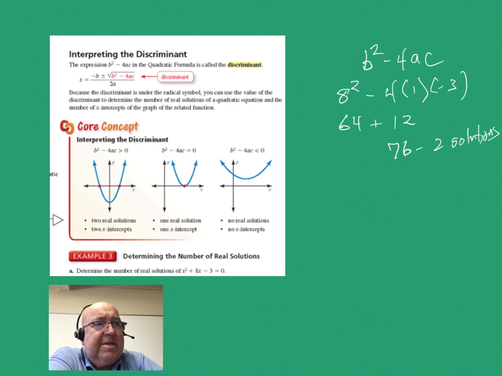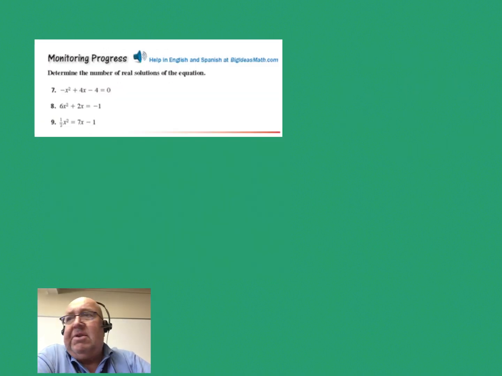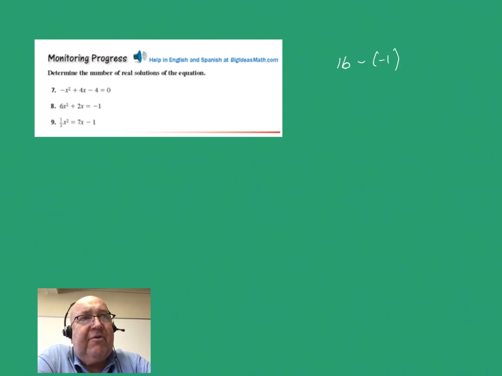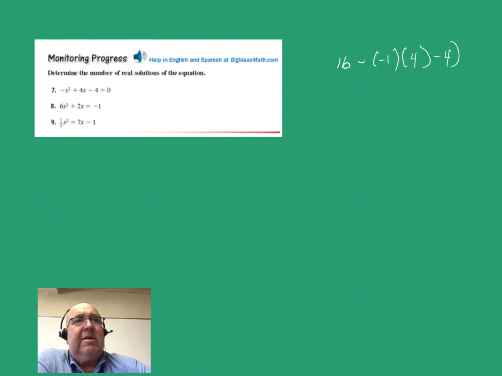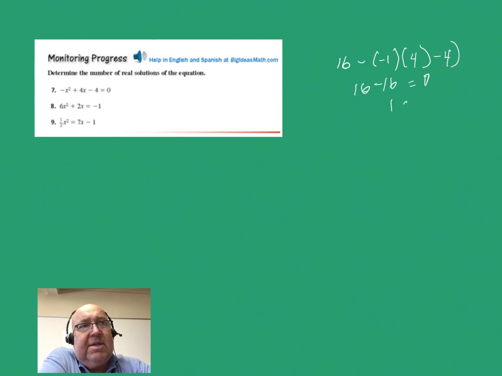Let's do a little bit more practice with that, looking at the discriminant. So we have three equations here. We have 4 squared, which is 16, minus, oh, I forgot the first 4, times 4 times negative 4. Alright, negative 4 times 4 is negative 16, times negative 1 is 16. We end up with 16 minus 16, which is 0. There is one solution.